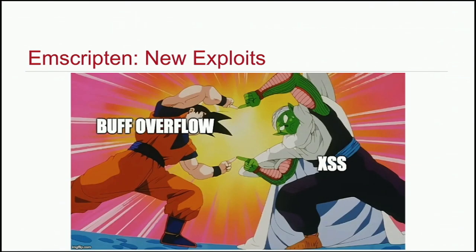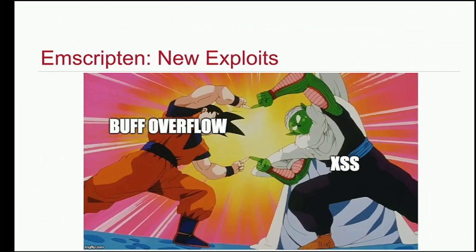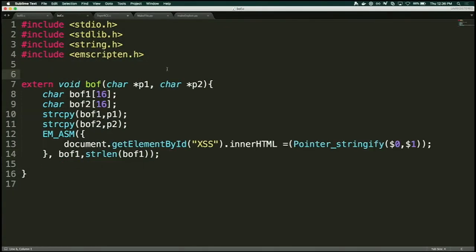Okay, so I have another example here for how we can use this buffer overflow to XSS concept. We have this bof function, which the extern keyword is going to let us call from JavaScript. This function is going to take two parameters, p1 and p2, both of which are just character pointers or character arrays. We've got two character arrays, bof1 and bof2, both of which are 16 bytes long. And then we've got two unsafe string copies from p1 into bof1 and p2 into bof2.